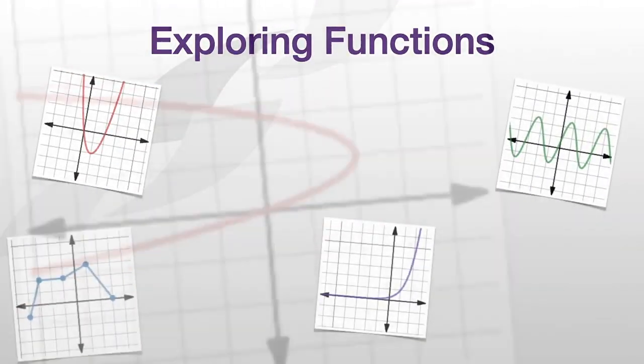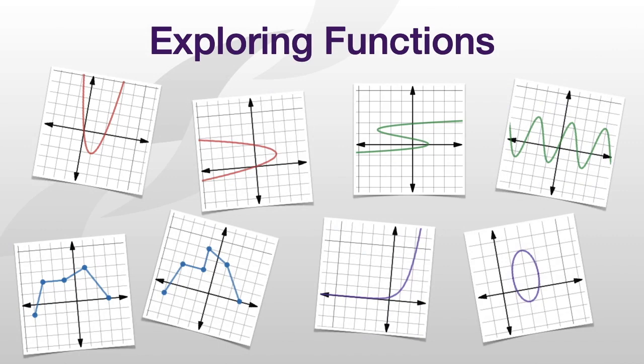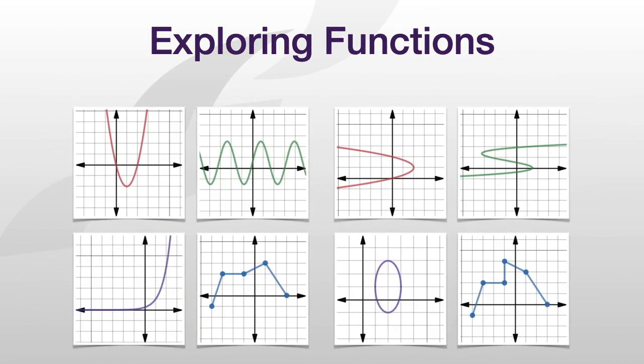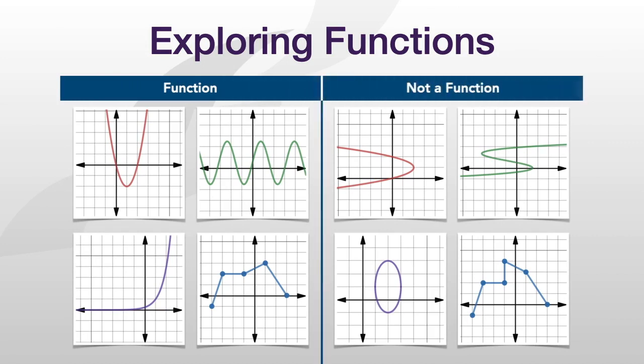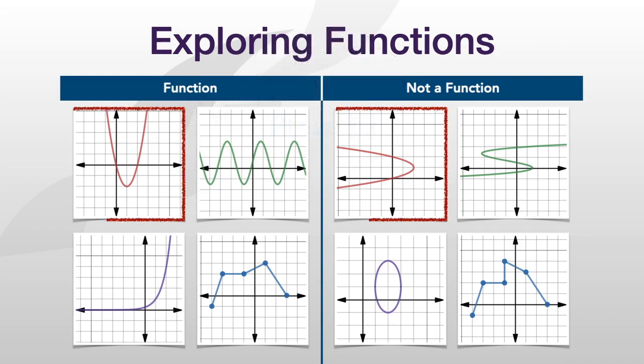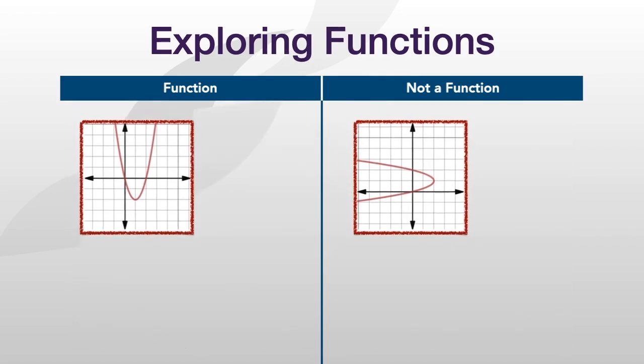As we saw in part one, these are all graphs of relations. But not all of these are functions. Only ones on the left are graphs of functions. Based on these examples and non-examples, what do you think makes a relation a function? To explore the difference, let's take a similar graph from each column.